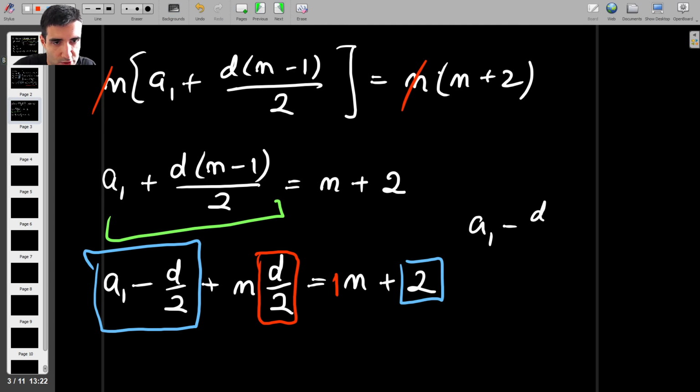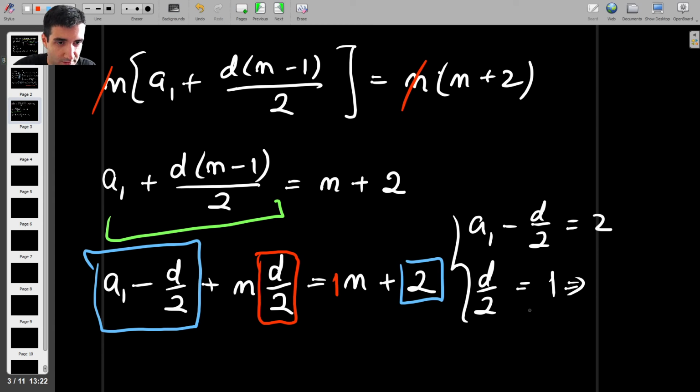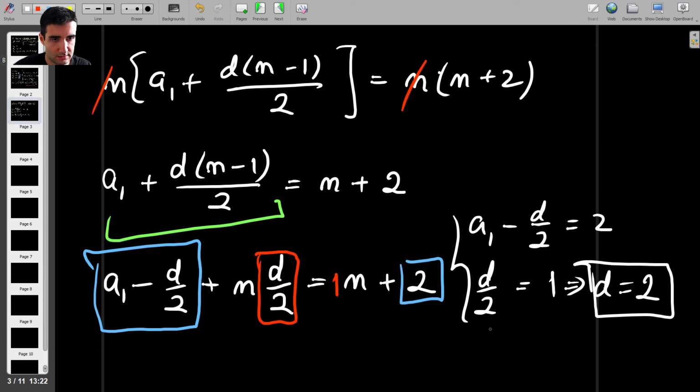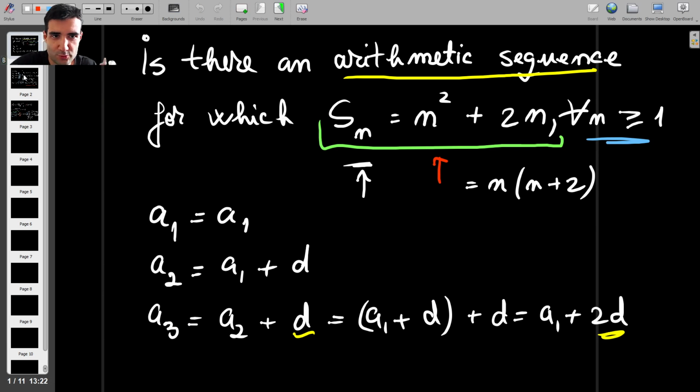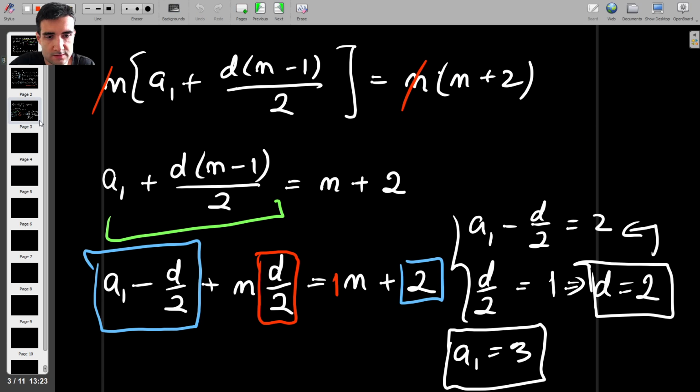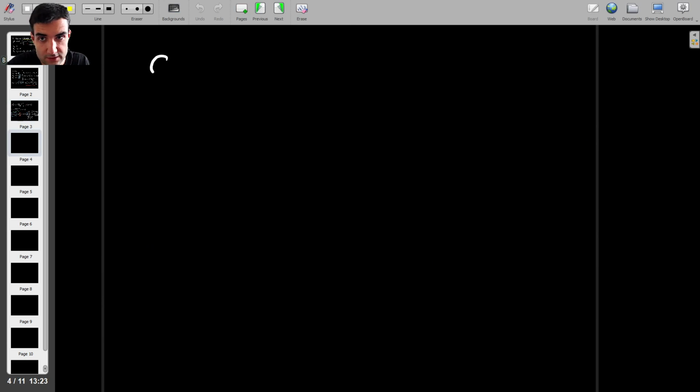So we have a1 minus d over 2 is equal to 2, and then we have d over 2 is equal to 1. The second equation tells us that the difference is equal to 2. And if we put this in here, we get that a1 is equal to 2 plus 1, which is 3. So the final answer to this question is yes. There is an arithmetic sequence which satisfies this, and that arithmetic sequence has the property that the first term is 3 and the difference is 2.